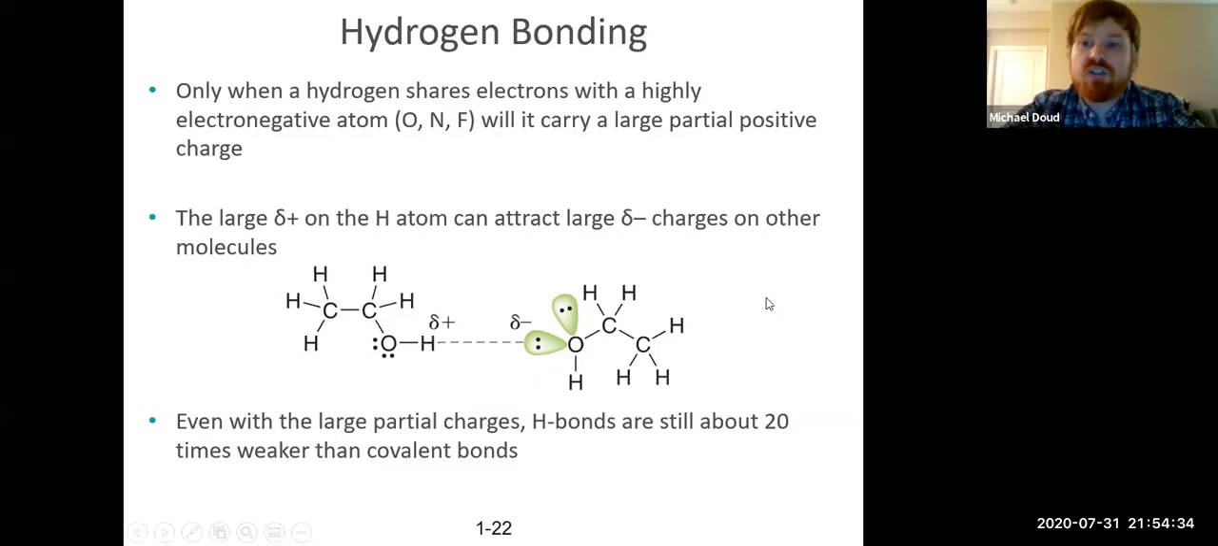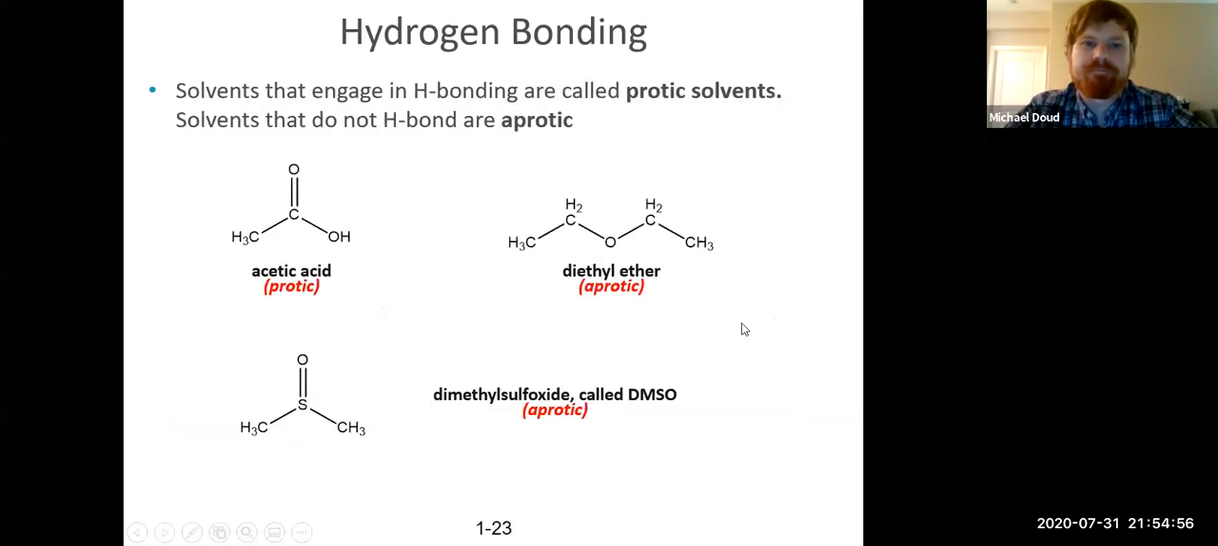The other reason is hydrogen doesn't have any core electrons. So when you pull electrons away from the hydrogen, you're basically exposing the nucleus of the hydrogen, which is just a proton. So that's another reason it's such a strong partial positive charge. Now keep in mind, we call these hydrogen bonds, but they're still very weak relative to covalent bonds. They're 20 times weaker, just to give you an idea.